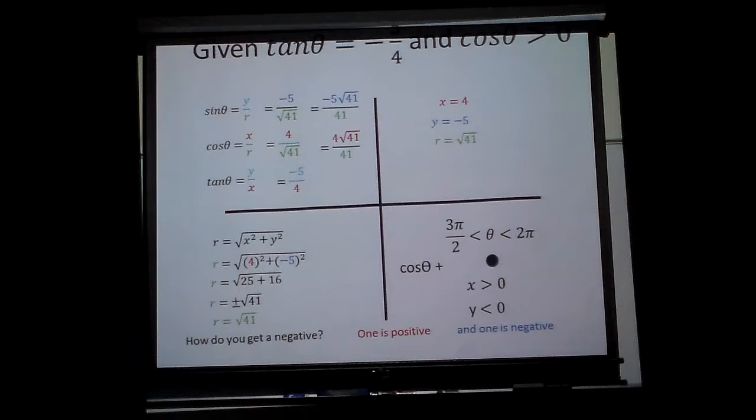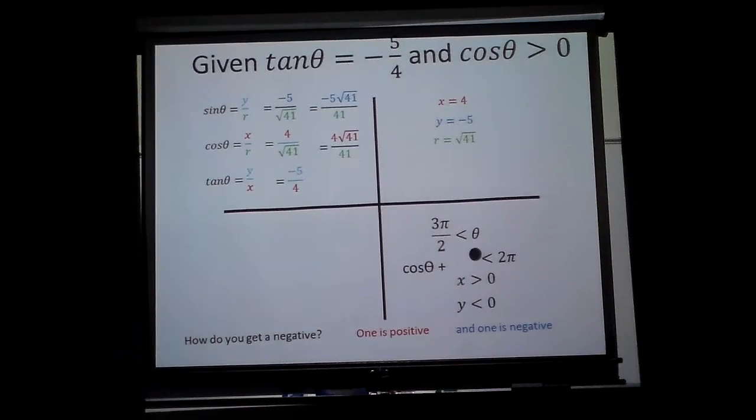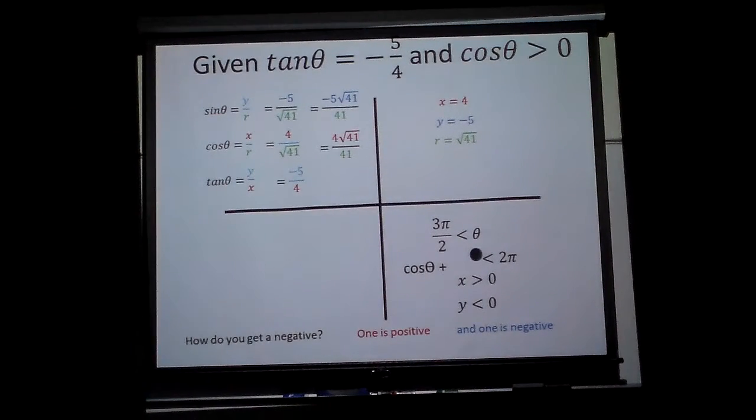All right? That's very, very important about how to work those particular problems. So given the fact that tangent theta is -5/4 and the cosine is greater than 0, there's our answers to that. So how am I going to find cosecant? Well, I'm just going to flip them. Now, I would probably flip this one because it's easier than flipping that one. And notice I have the -5 still there for the y.